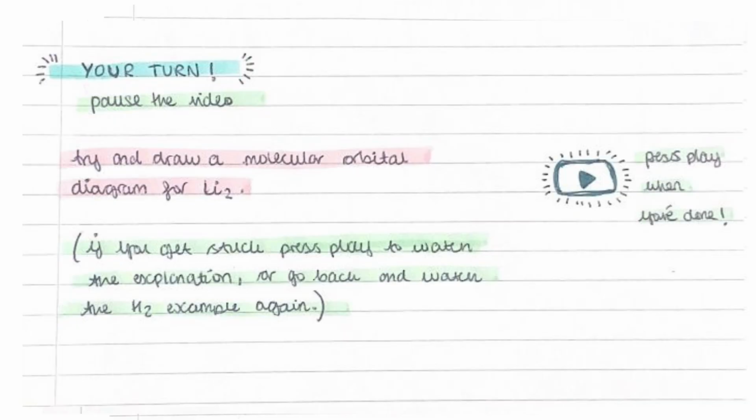Now that you've learned how to draw a molecular orbital diagram, it's your turn to have a go. So pause the video and try and draw a molecular orbital diagram for diatomic lithium. If you get stuck, press play to watch the explanation, or go back and watch the H2 example again, and then have a go for diatomic lithium.